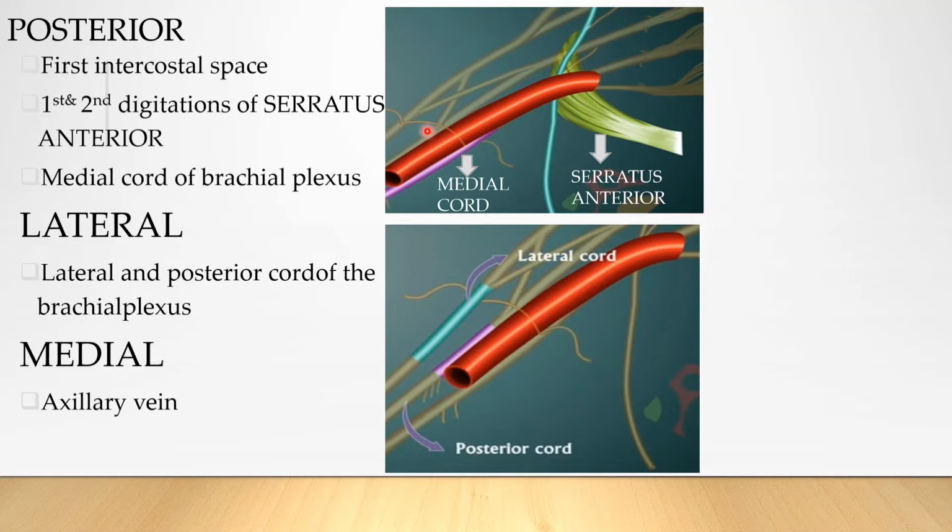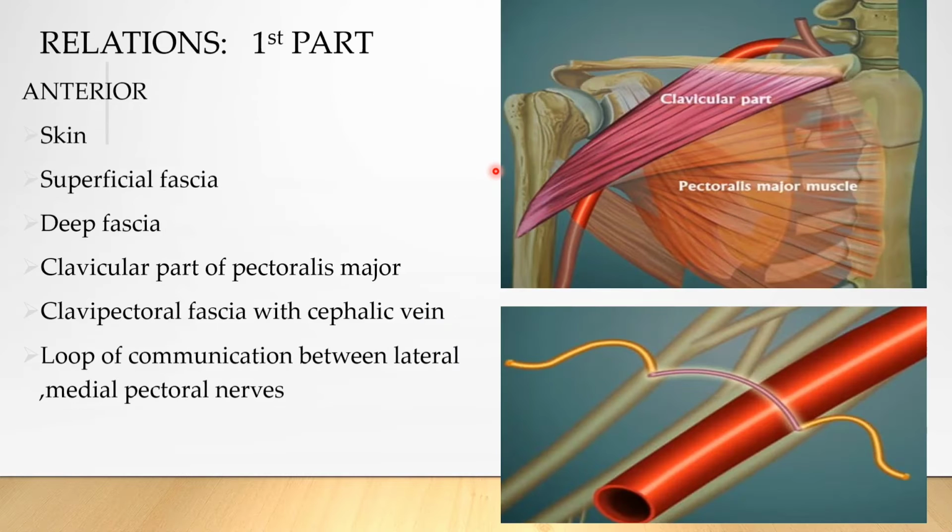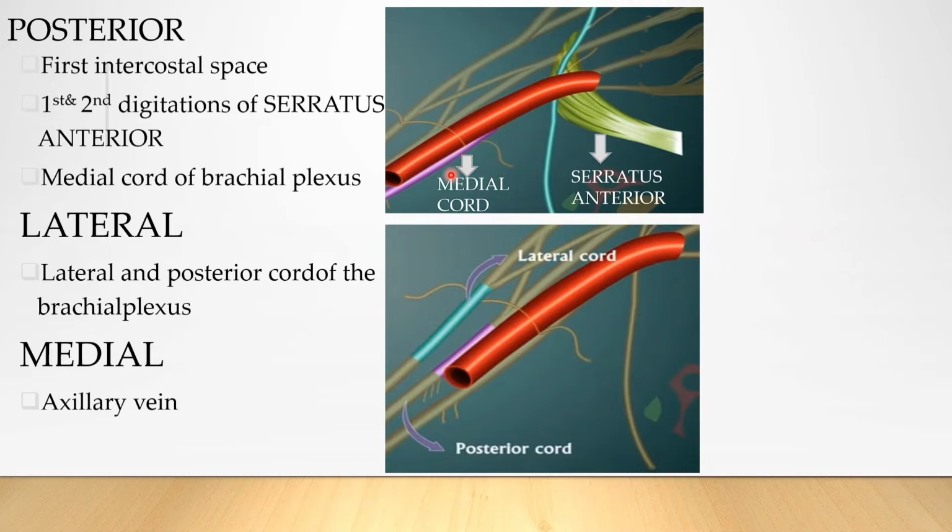In the first part anteriorly, we will have the loop of communication between the lateral and medial pectoral nerves. Here in the posterior, we will have a relation with the medial cord and serratus anterior muscle. Next, coming to lateral. Laterally, we will have lateral and posterior cords of brachial plexus.